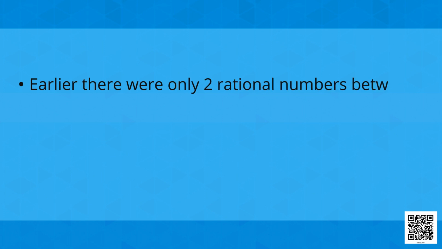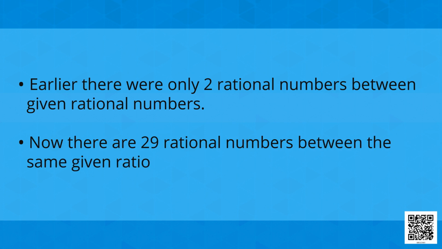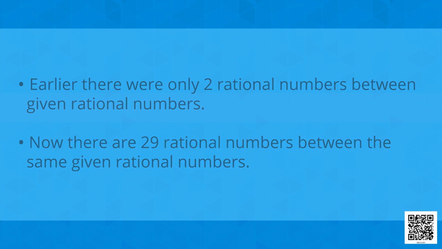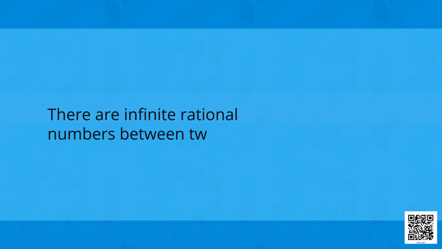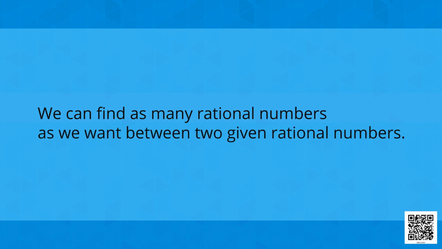Think about it. Earlier there were only two rational numbers between the given rational numbers. Now there are 29 rational numbers between the same given rational numbers. Now what if I write them as 400 upon 1000 and 700 upon 1000? Now how many rational numbers lie between the given rational numbers? Just think about it. Can we say that there are infinite rational numbers between two given rational numbers? That is, we can find as many rational numbers as we want between two given rational numbers.